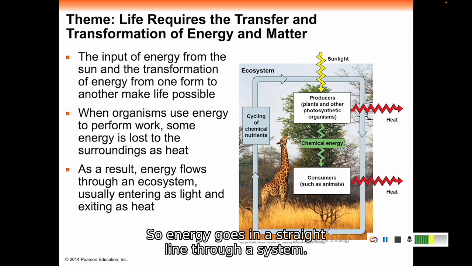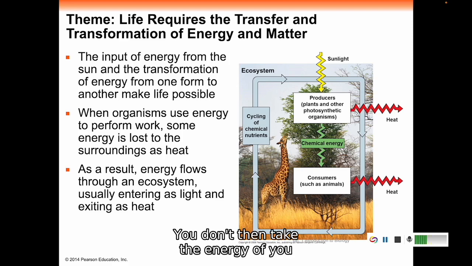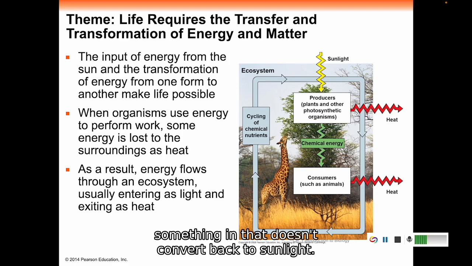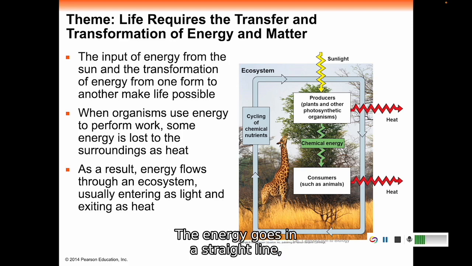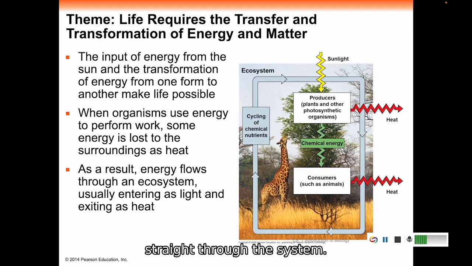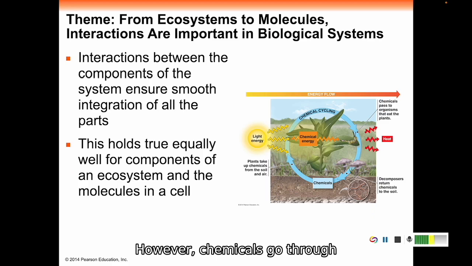So energy goes in a straight line through a system. You don't take the energy of you running a marathon or something, and that doesn't convert back to sunlight. The energy goes in a straight line straight through the system. However, chemicals go through a cycle.